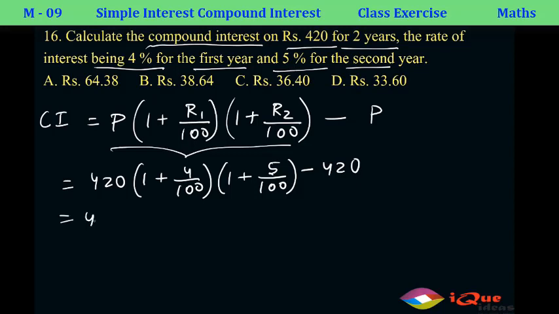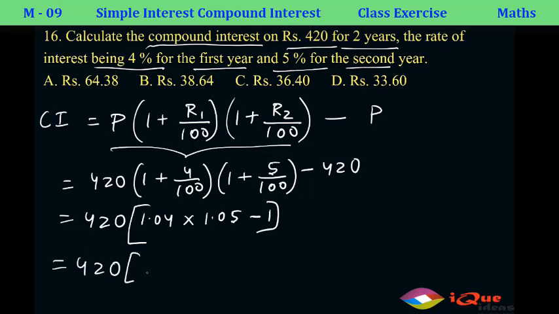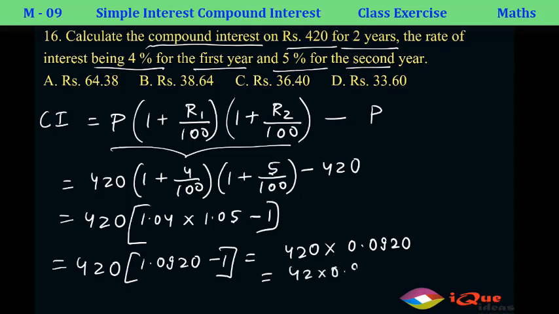So we can take it as 420 common, and inside we have 1 plus 4 by 100 is 1.04, into 1 plus 5 by 100 is 1.05, minus 1. So if you multiply 1.04 and 1.05, you will get 1.0920 minus 1. So this gives us 420 into 0.0920. So multiply this to get, in fact, if one decimal will go away, so it is 42 into 0.92, which is equal to 38.64 rupees. So this was the answer of this question. You had to do it a little carefully. Alright. The option is B, that is the correct answer.